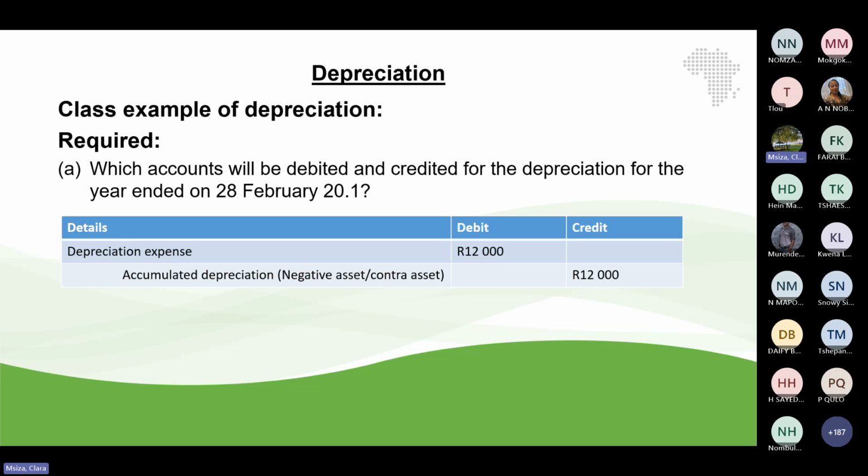We are almost done. We debit depreciation. Remember, depreciation is an expense, so an expense increases on the debit side. The amount is given, and we've got accumulated depreciation, which is a contra asset, meaning that the value of your assets is going down with accumulated depreciation.